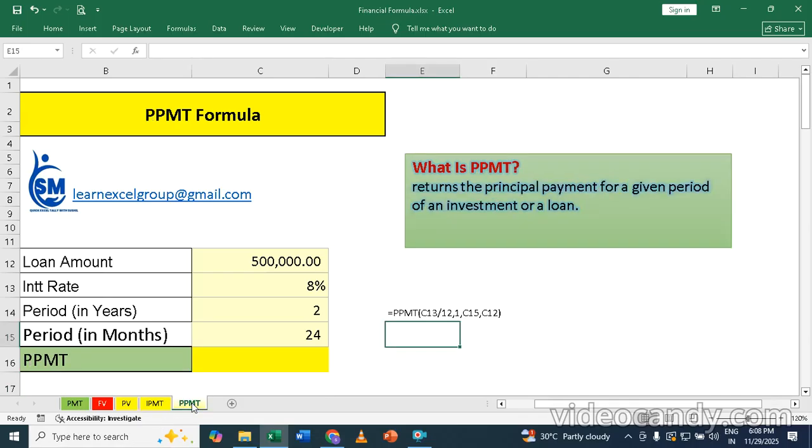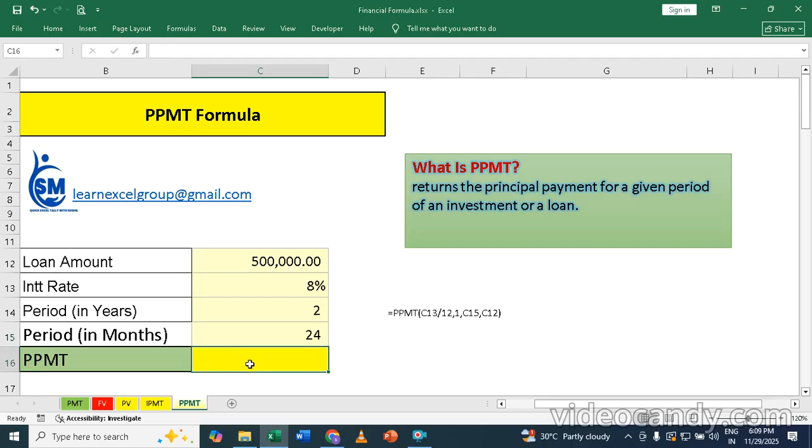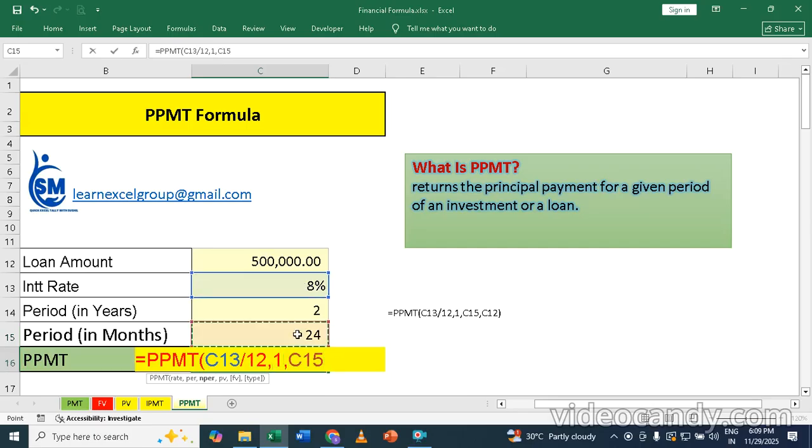My next option is called PPMT. PPMT is nothing but principal amount, that returns the principal amount for a given period for an investment or loan. According to this condition, again loan amount is 5 lakhs, interest is 8%, period is for 2 years, month is 24 because I've written 2 years over here. Same thing what I've done over here with IPMT, the same thing I have to type here also, but the only difference is the formula you have to use is PPMT. Then bracket open, C13 is your interest that you divide by 12, comma, then 1, comma, and then C15 that is your 24, comma, and C12 that is your loan amount.